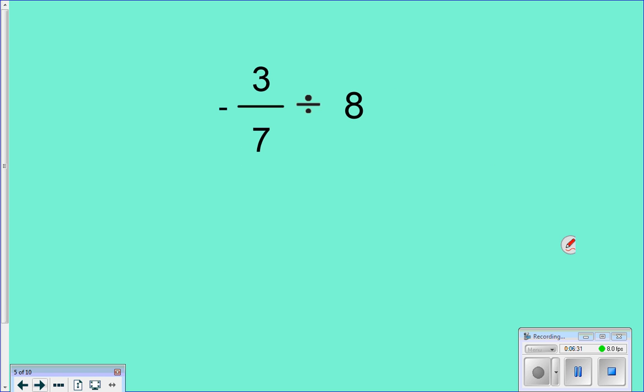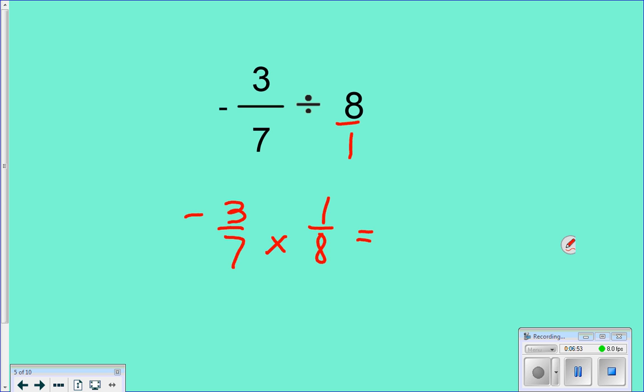So let's do another one. So I have negative 3/7 divided by 8. Okay, so negative 3/7 divided by 8. What do I have to do with that 8 first, probably? Put it over 1, good. Now I'm going to rewrite my problem. Times 1 over 8.